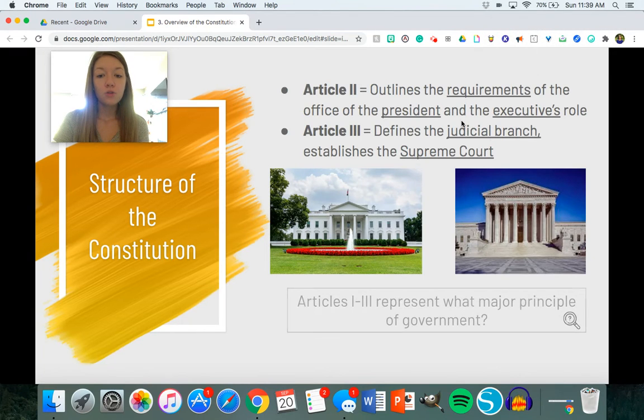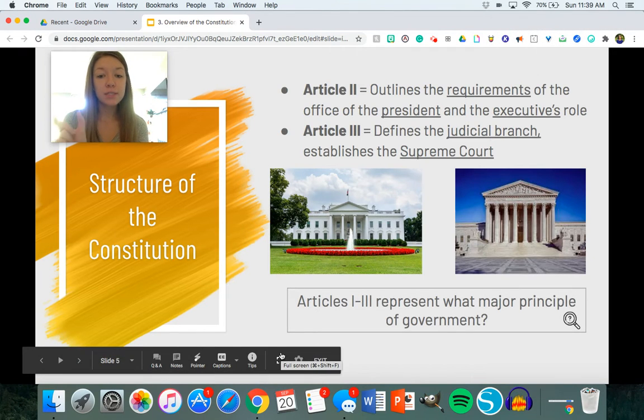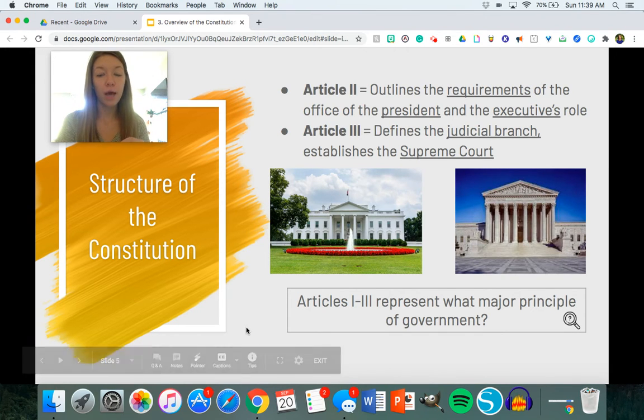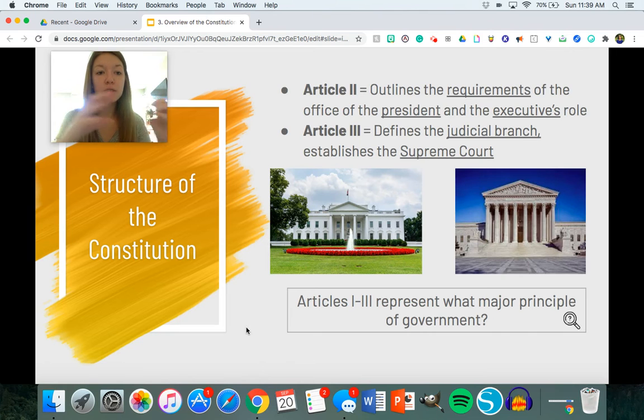Okay. So for your notes, there is a section that I do want to make sure that you guys get. So when we're looking at Articles 1 through 3, okay, it's outlining the requirements, the responsibilities, and the limits of each major branch of government.